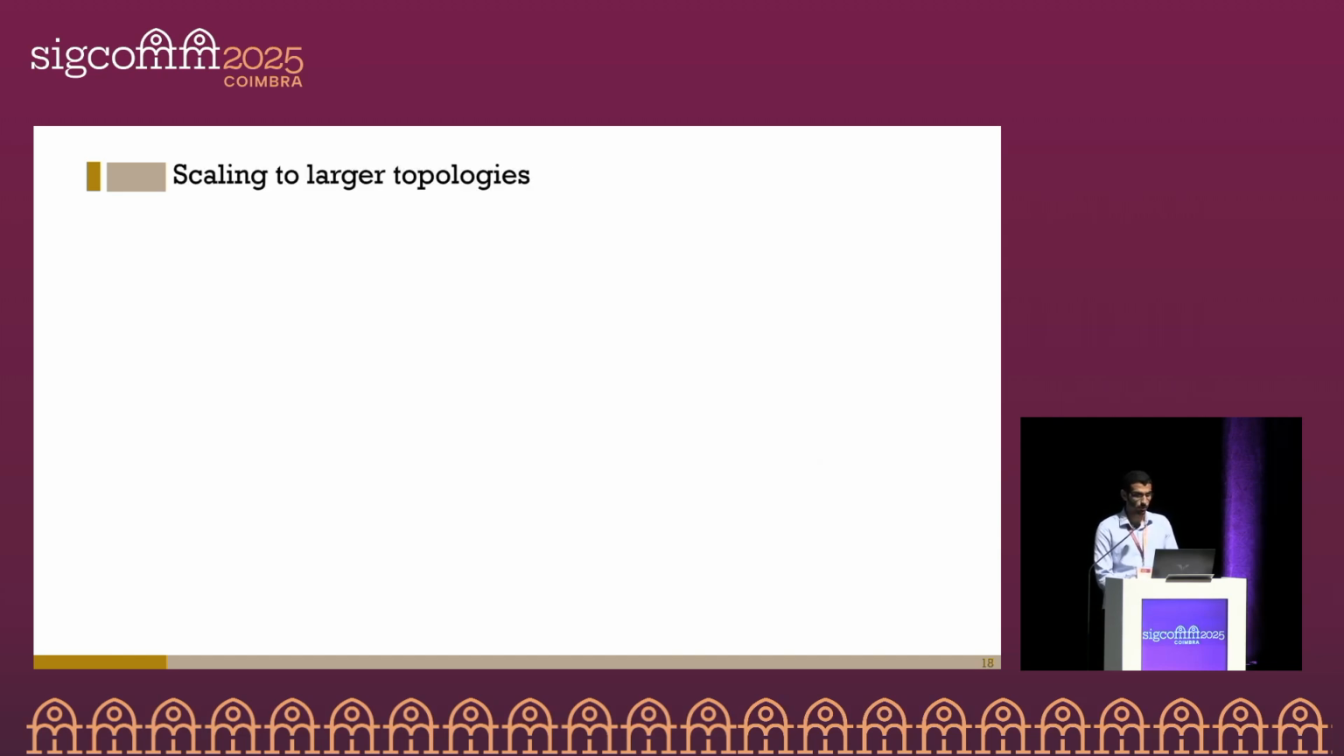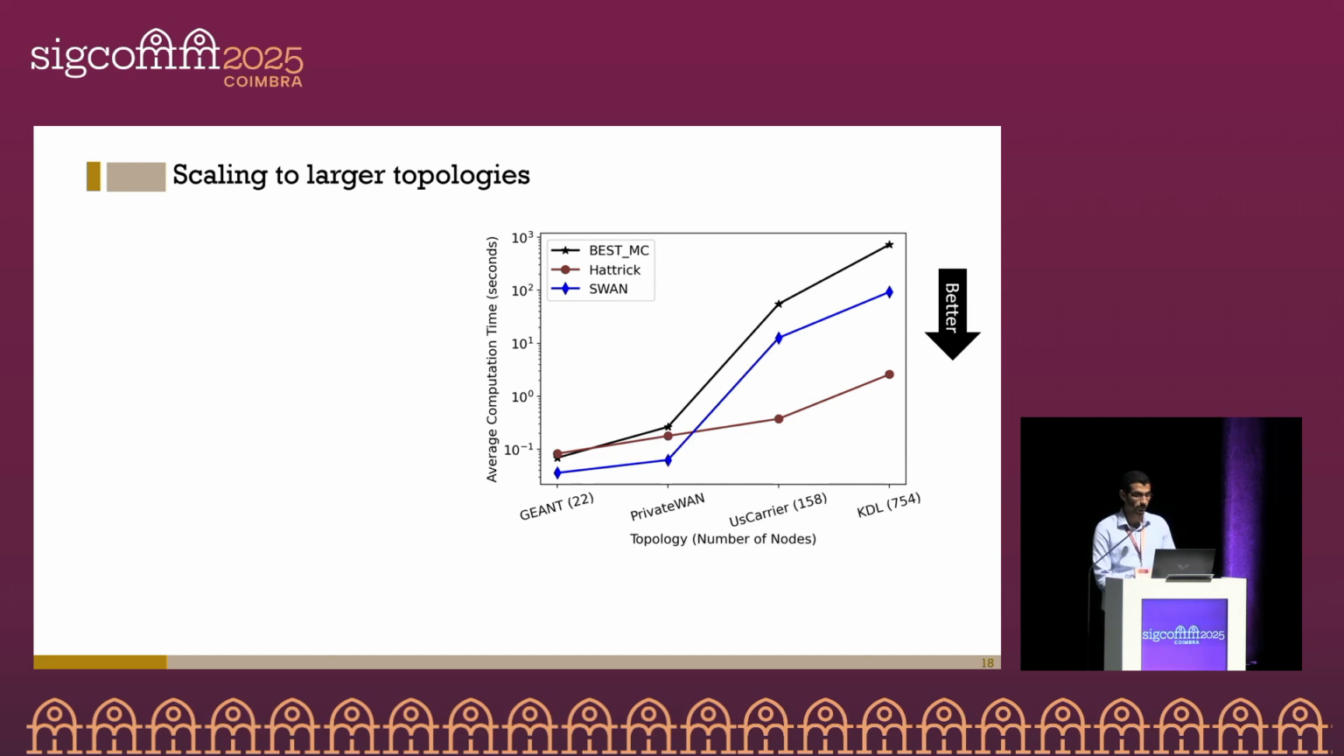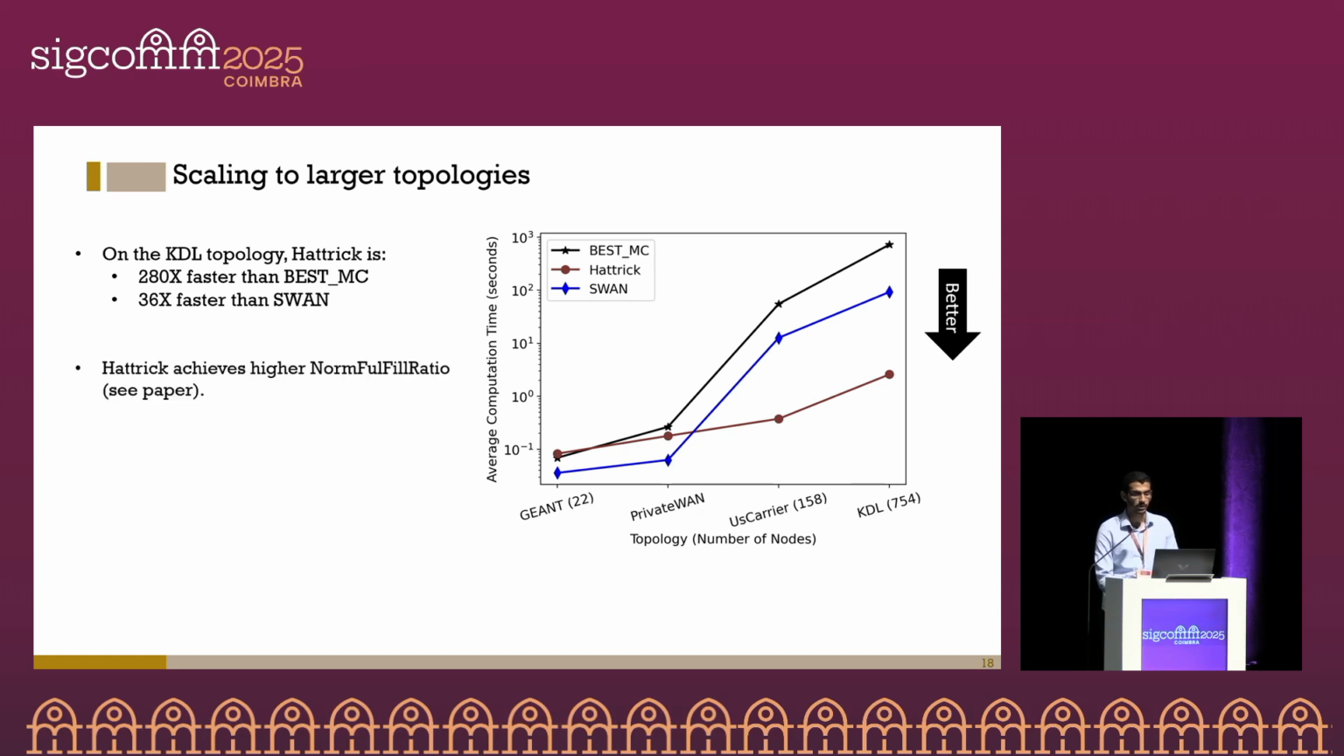After that, we show the computation times for Hattrick, BIST-MC, and SWAN. On the KDL topology, which has 754 nodes and 1790 links, Hattrick is 280 times faster than BIST-MC and 36 times faster than SWAN. And in the paper, we show that Hattrick achieves a higher normalized fulfillment ratio than both of these systems.